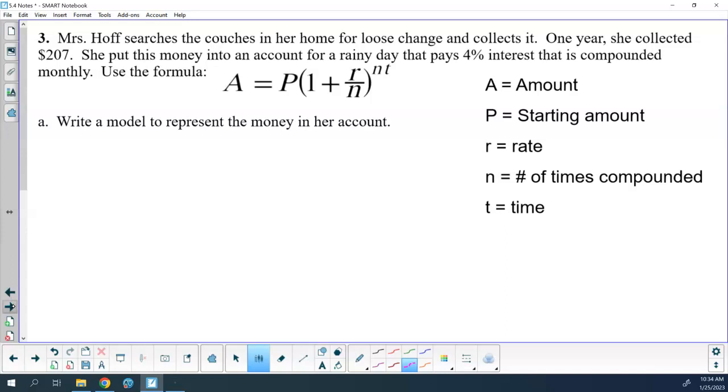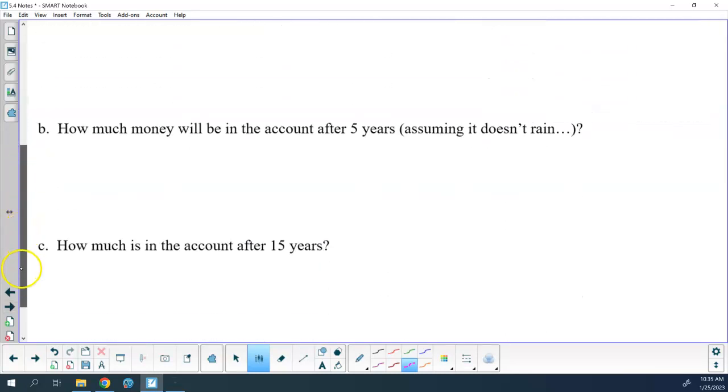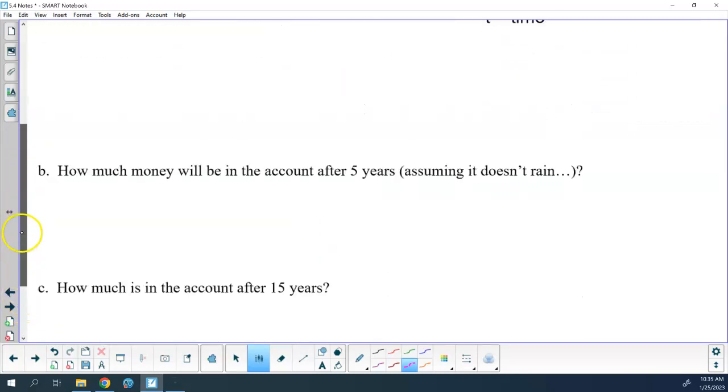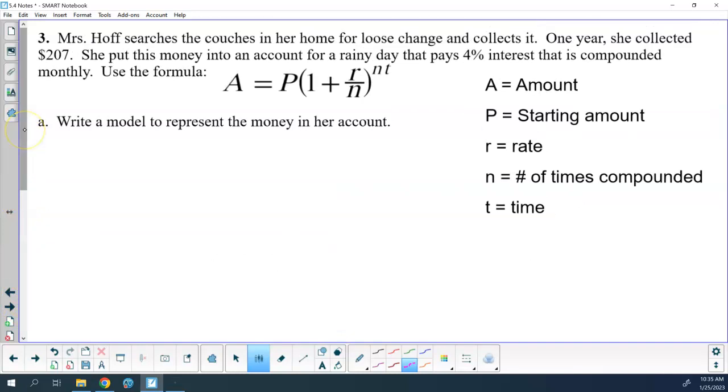Let's do part A together, writing the model, and then you guys can do parts B, C, and D. Okay? So Ms. Hoff searches the couches in her home for loose change, and she collects it. One year, she collected $207. A lot of change in the couch. She put this money into an account for a rainy day that pays 4% interest that is compounded monthly.